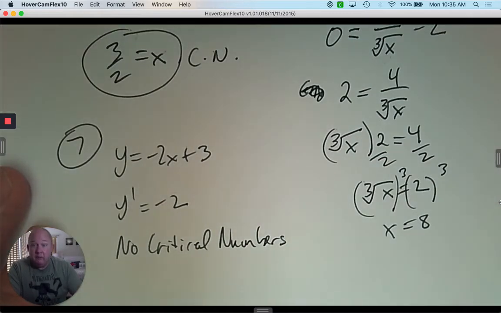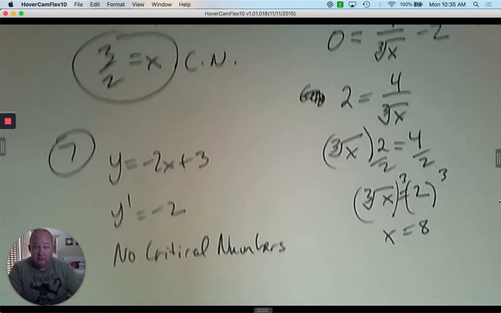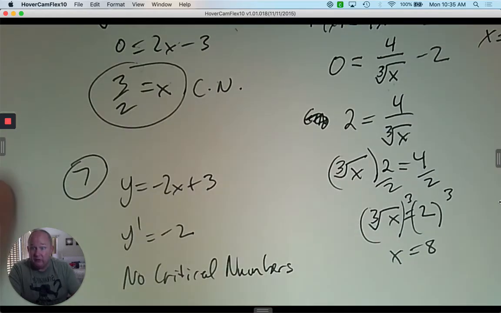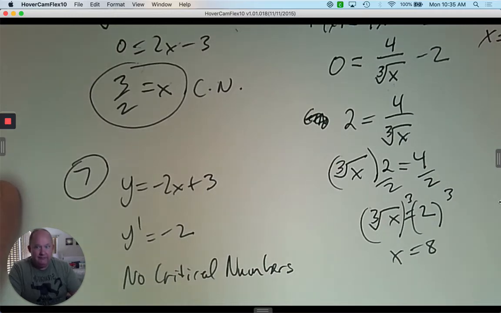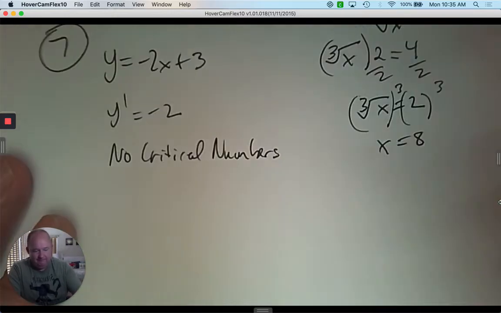So some equations, functions, have no critical numbers. So this is a line, and a line has no critical numbers. It's because when you take the first derivative equal to 0, you can't solve it, and there's nothing that makes the first derivative undefined.